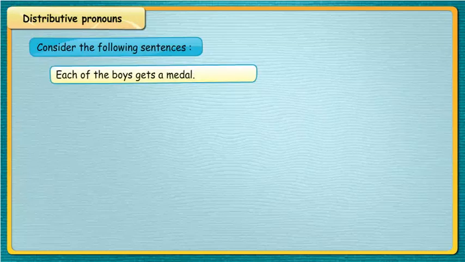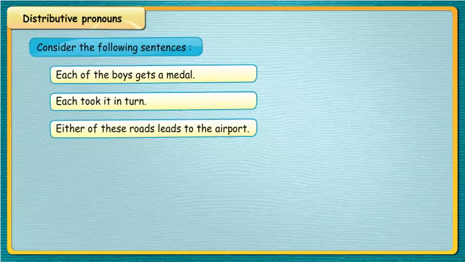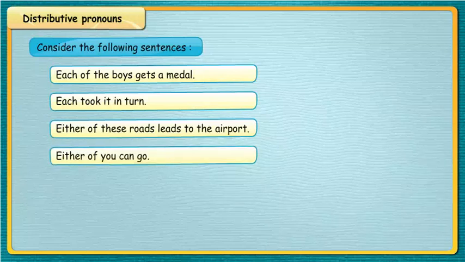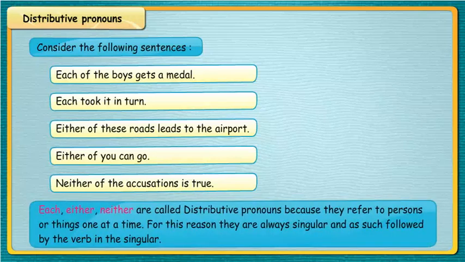Distributive pronouns. Consider the following sentences. Each of the boys gets a medal. Each took it in turn. Either of these roads leads to the airport. Either of you can go. Neither of the accusations is true. Each, either, neither are called distributive pronouns because they refer to persons or things one at a time. For this reason, they are always singular and as such followed by the verb in the singular.